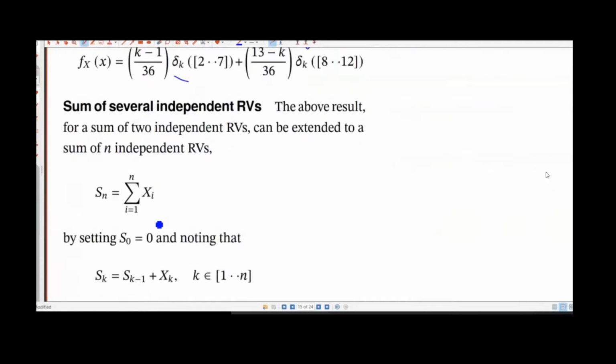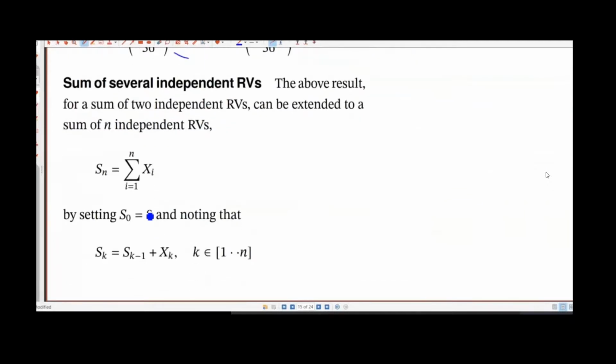Okay, let's. So far we have established the sum of two independent RVs, random variables, and I know that the PDF of their sum is the convolution of their individual PDFs. Yeah.